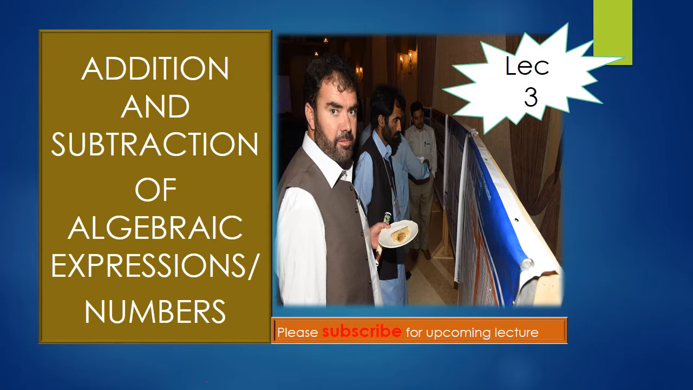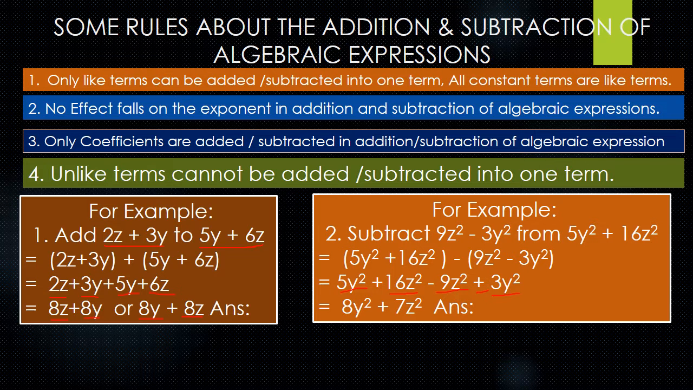Viewers, here in the next slide, I have described some rules about the addition and subtraction of algebraic expressions. These rules are very essential for adding and subtracting algebraic expressions. So coming to the rules, the first rule is only like terms can be added or subtracted into one term. All constant terms are like terms. So here like terms can be added or subtracted.